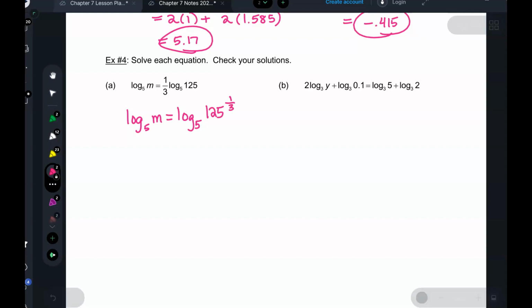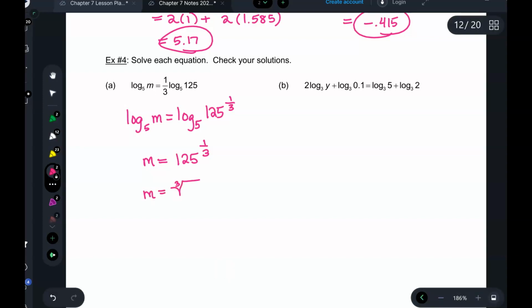Now we did this yesterday. When you have the log of the same base on both sides, what happens to them? They cancel each other out. So we're left with m equals 125 to the 1/3 power. And what does the 1/3 power mean? It means cube root. So m equals 5. What's the cube root of 125? 5.